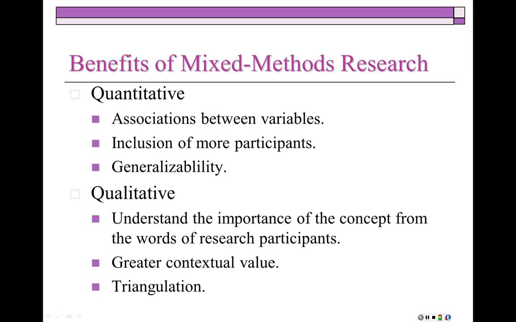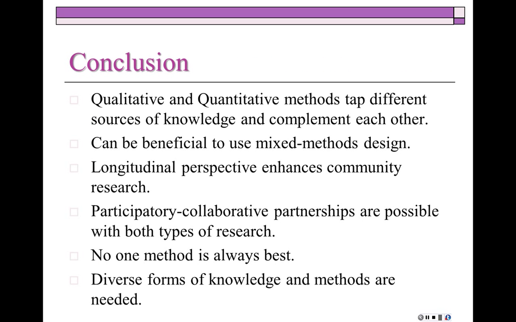And using qualitative and quantitative together helps with triangulation. And what that means is gathering data from different methods to identify if what's occurring from either of those is true, right, or is supported. So if there's no conflict between the results of two different methods. So to conclude, both methods tap different sources of knowledge, and they can really complement each other, right? So it can be beneficial to use a mixed methods design.